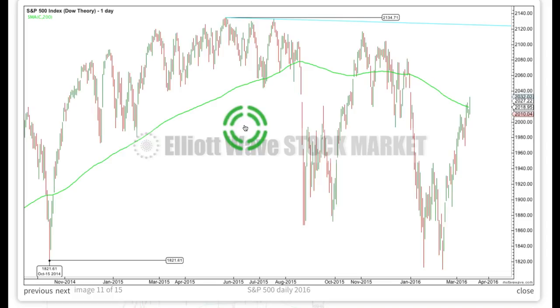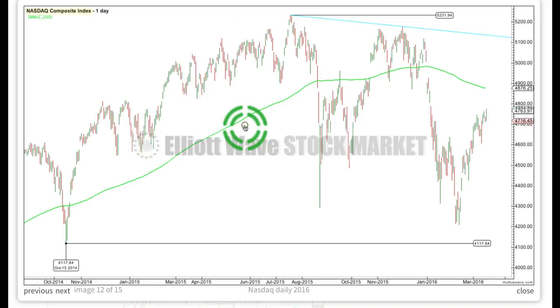So for my modified Dow Theory, I'm going to follow the Dow Industrials and the Transportations as per the original theory, and I'm going to add the S&P, Nasdaq and Russell 2000. So here's Nasdaq. Nasdaq's corresponding major swing low in the last prior bull market is back in October 2014 at 4117.84. Nasdaq has not closed below that point yet.